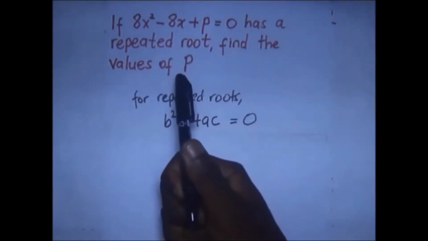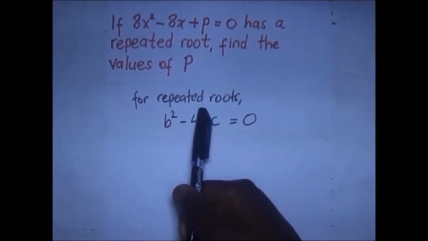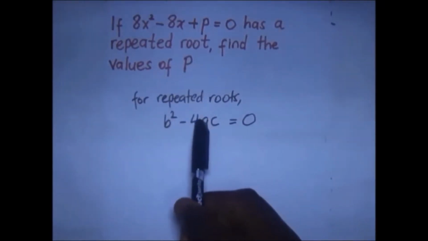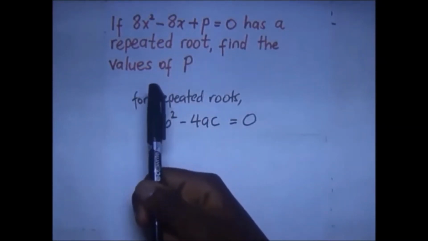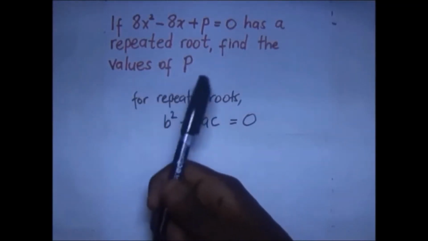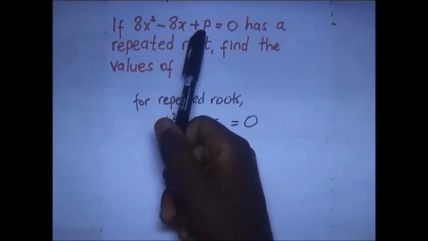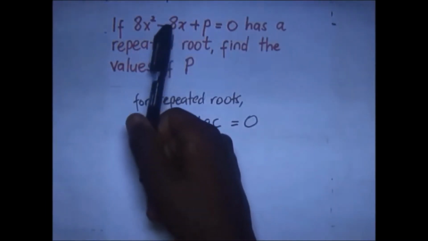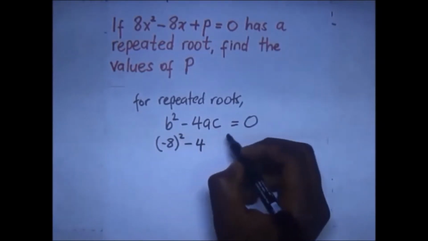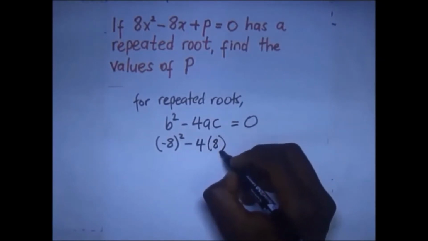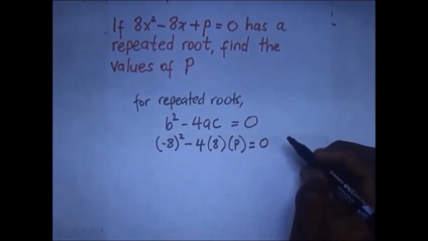So for a number like this, for us to find the value of p, if that equation has repeated roots, it means you're supposed to simply substitute in that expression using that equation so that we're able to get the value of p, since we have been told that that equation has repeated roots. So we know that 8 is the value of a, negative 8 is the value of b, and positive p is the value of c. So b squared is negative 8 squared minus 4 times a, which is 8, times c, which is p. That should give us 0.